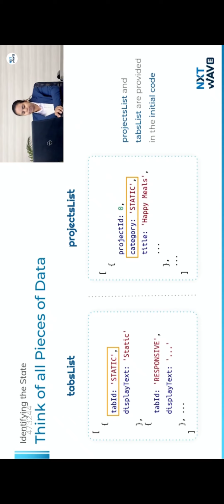Let's have a look at that. Here in the initial code, in the app component, you can see there's tabs list and projects list. First, let's have a look at the tabs list. Here you can see that there is a static and the corresponding display text, and responsive and the corresponding display text, and dynamic and the corresponding display text. This is the tabs list. Now let's see the projects list.